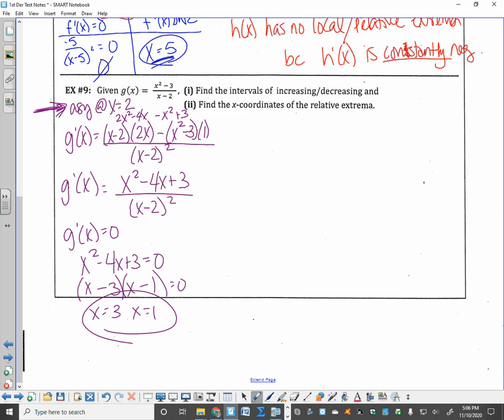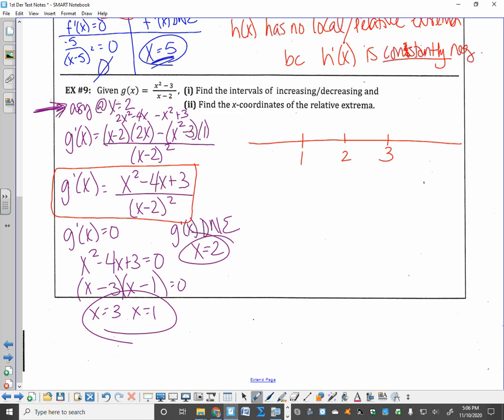Okay, so I have those two, but where g of x does not exist is going to be the denominator at x equals 2. All right, here I go. A 1, a 3, and a 2. Oh, I've got to plug in decimals. Okay, it's all good. Here's my derivative. Not going to make the same mistake twice. There's g prime, there's g.